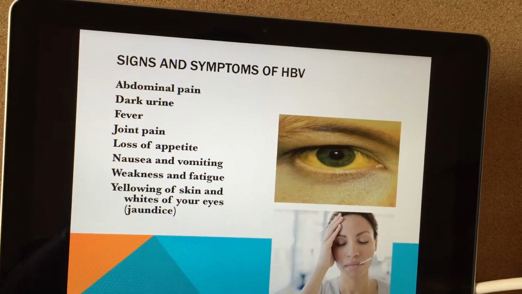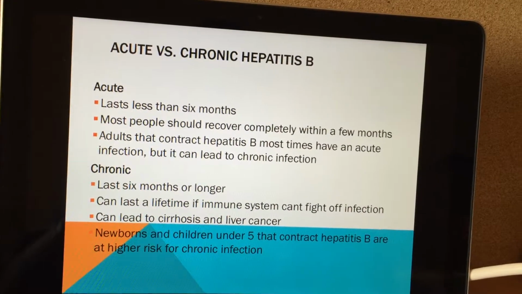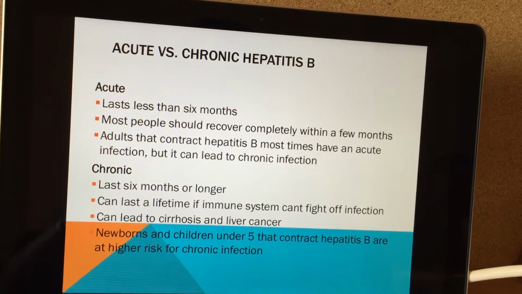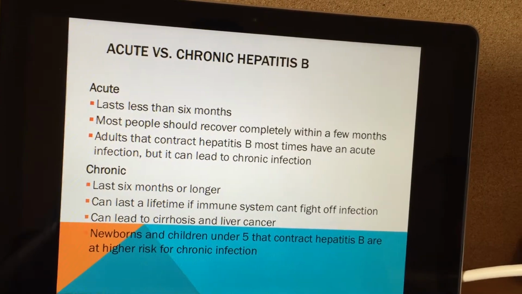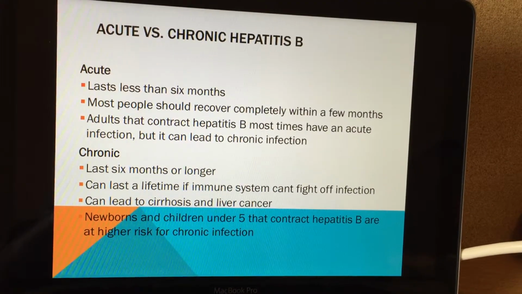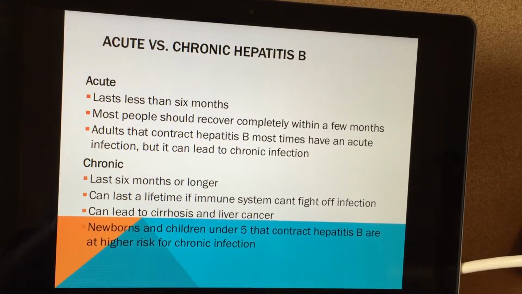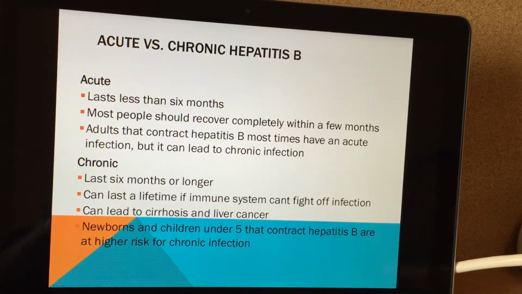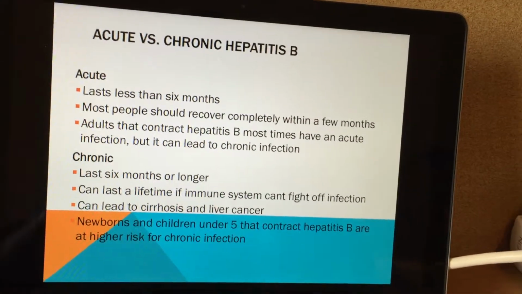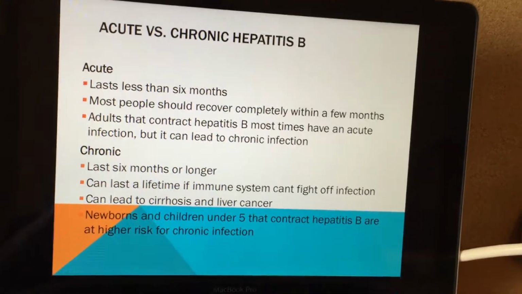Hepatitis B can either be acute or chronic. Most adults that contract hepatitis B develop an acute infection. The acute infection is not too bad. The disease usually goes away after a while, but the chronic infection is a lot worse. It could last a lifetime, especially if you have a compromised immune system. It can lead to cirrhosis and liver cancer. Newborns and children under 5 are a lot more likely to contract a chronic infection than adults.